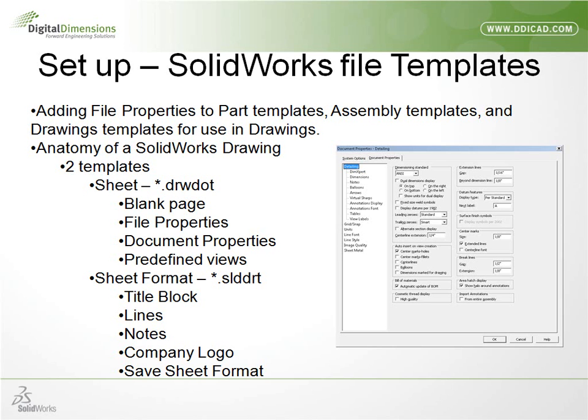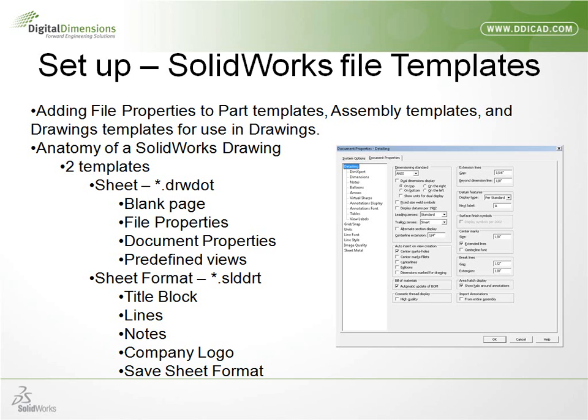The information I'm talking about, of course, is the file properties. They need to be in the appropriate parts, the appropriate assemblies, and the appropriate drawings to pull into the drawing. One of the keys to setting these templates up is to understand the anatomy of a SOLIDWORKS drawing. It's important to point out that the drawing is actually made up of two templates. Your sheet, which would be the blank paper that contains things like your file properties, your document properties, and any predefined views. The file extension for this blank page is DRW-DOT.